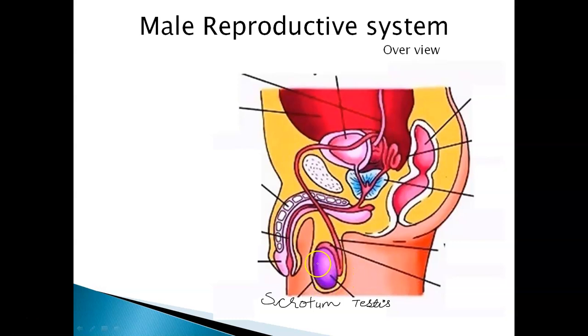Outside that testis is the duct which is carrying the sperms released by the seminiferous tubules. So the next structure coming here is the epididymis. Now after the epididymis, the duct which is coming out from the scrotum and taking a loop around the urinary bladder is known as the vas deferens.